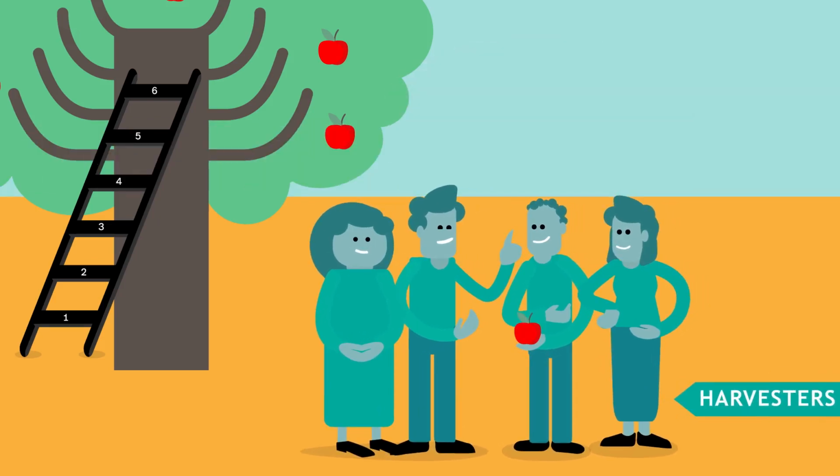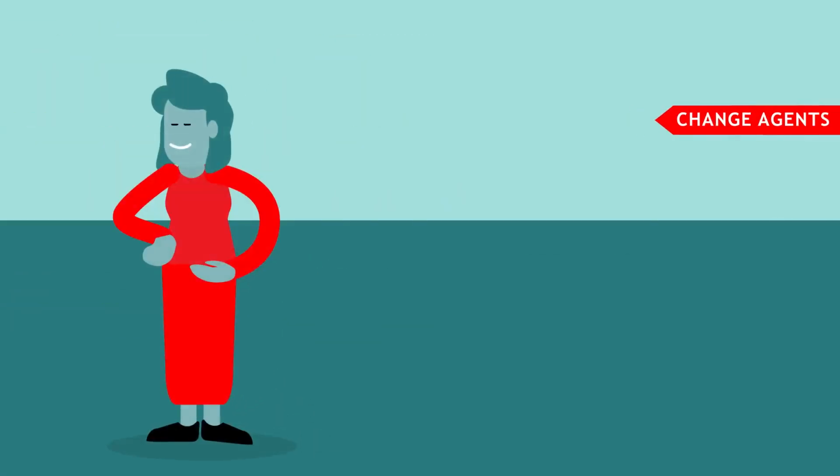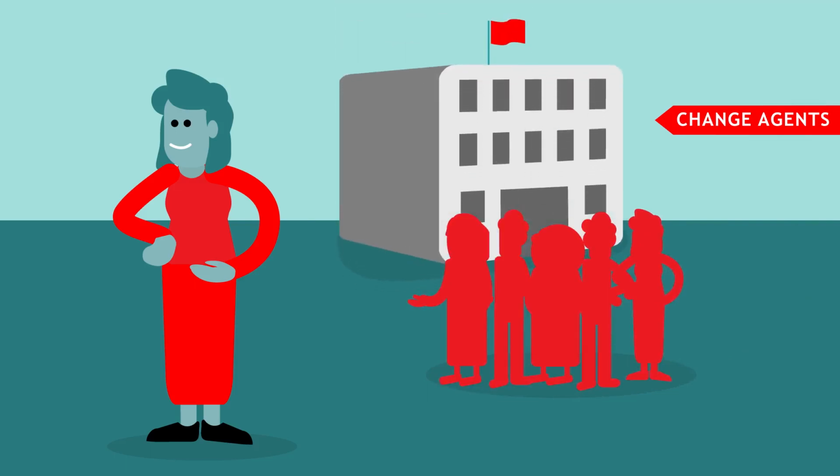Harvesters are those who facilitate the identification and formulation of outcomes. The change agents are the people who contributed to the change. This could, for example, be you, your organization, civil society organizations, or community members.